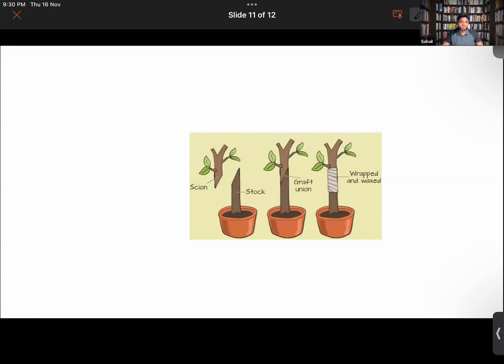Apart from that, there are some other methods also, right? So I can see in organisms like yeast, in organisms like Spirogyra, how reproduction takes place there. The bread mold that grows, how do they reproduce? We will be discussing that also.